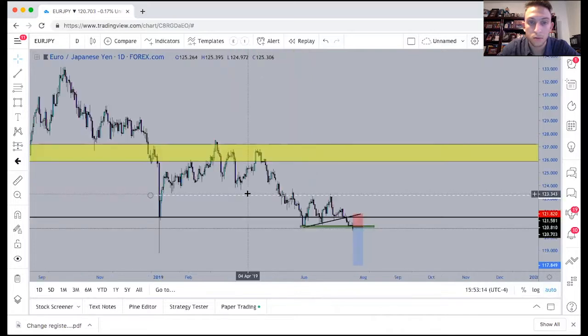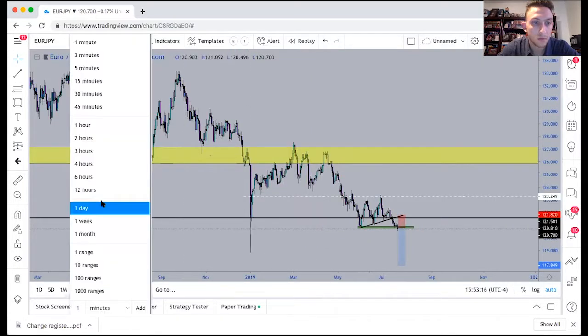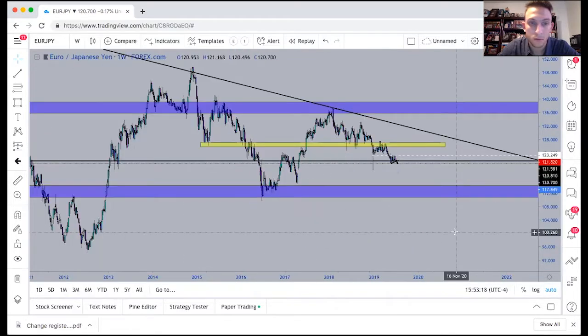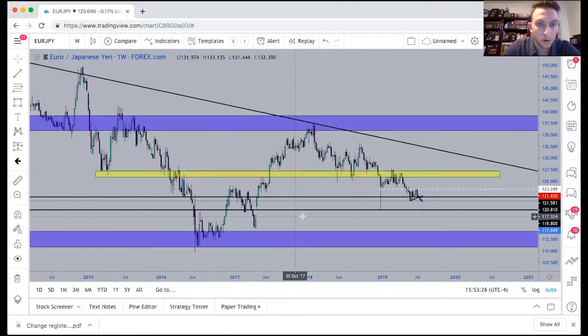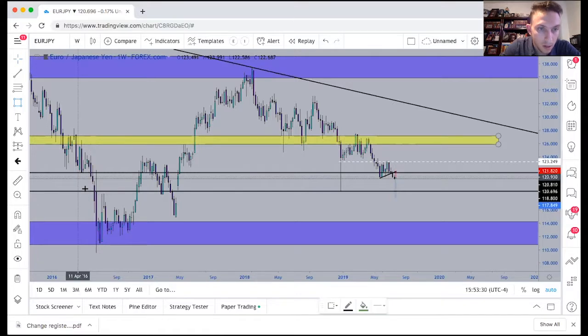So weekly. Let's go ahead and mark this wick fill right here. And we can continue lower after that to our monthly zone. But I want to mark this right here.